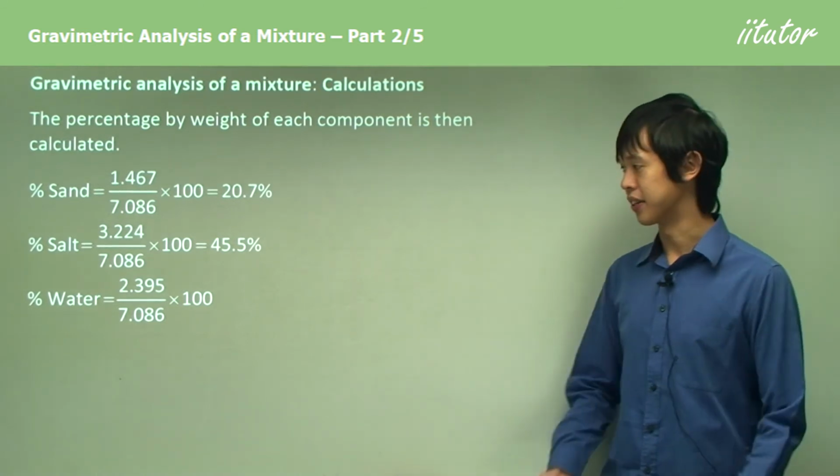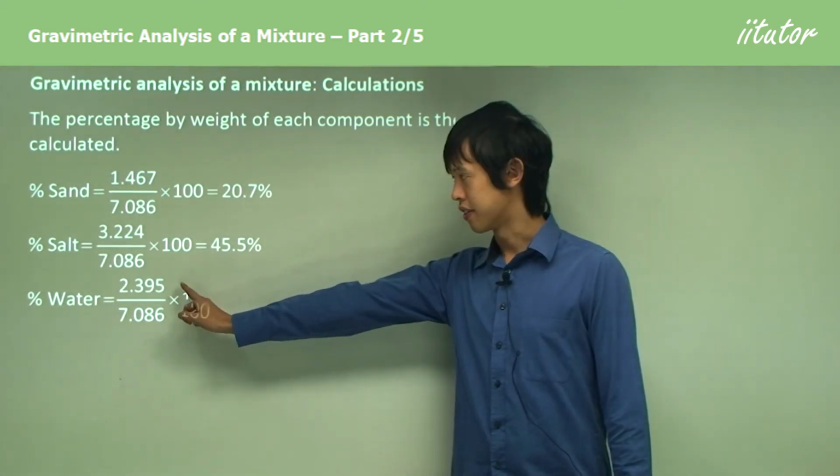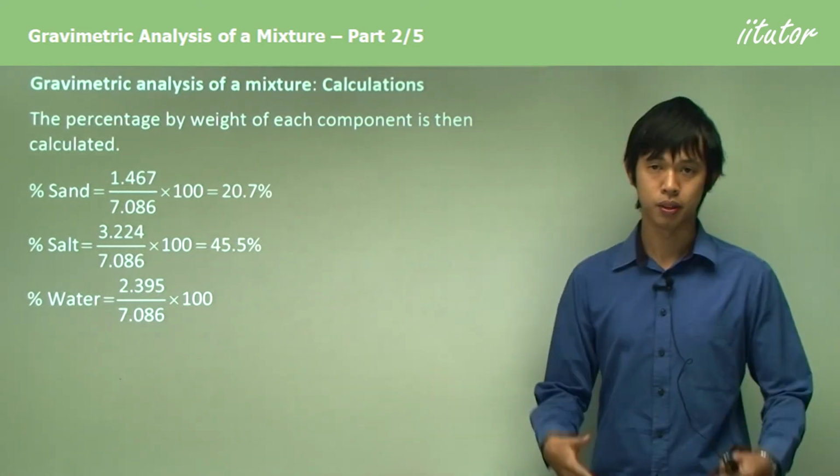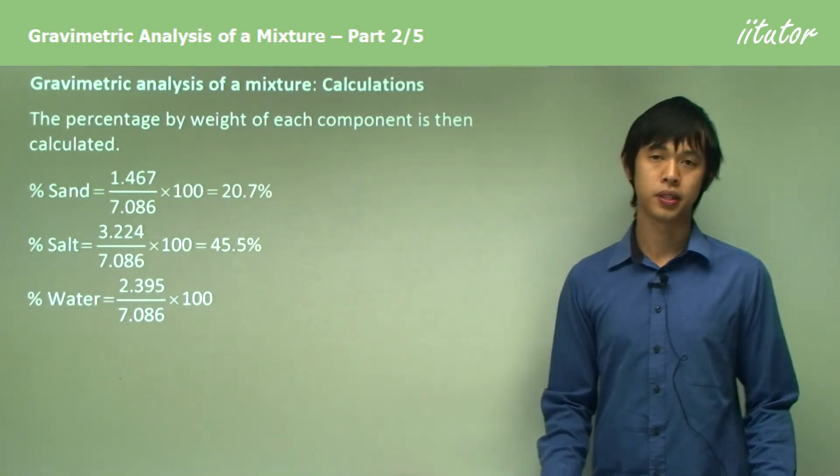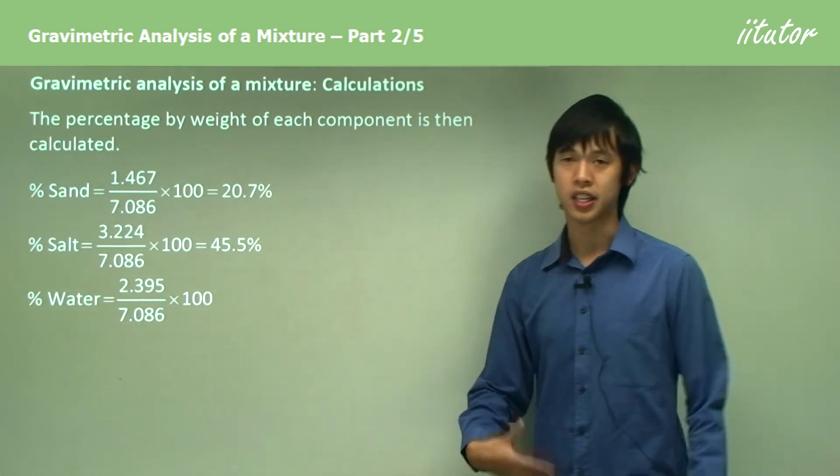And for water, again, you can do exactly the same calculation. So just the mass of the water over the mass of the mixture times 100, and that's the percentage by weight of water in the mixture.